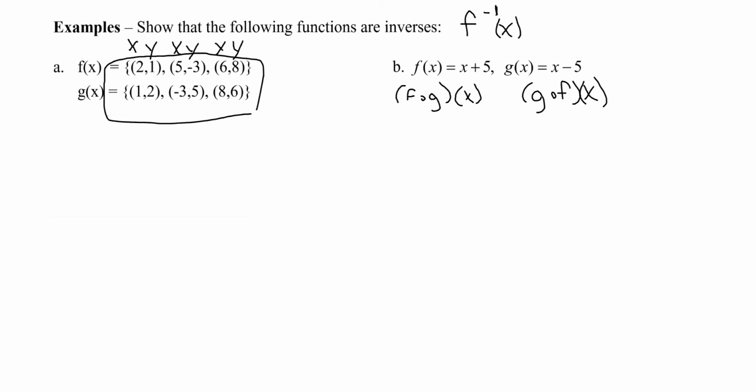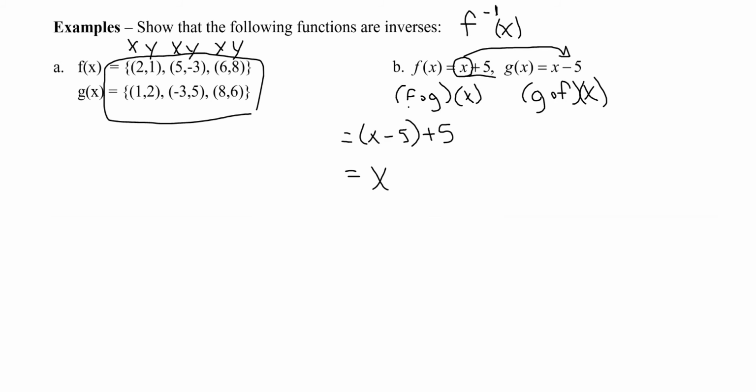And once we do those, if they both simplify down to just a single x, that means that they are inverses of each other. So f of x is x plus 5, but if I'm going to do f composed with g, instead of my x there, I'm going to plug in x minus 5. So the first one, I will have x minus 5 plus 5. And if I simplify that, -5 plus 5 equals 0, so I'm left with just x.